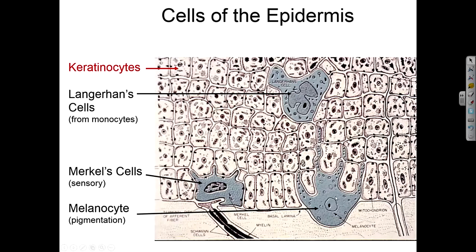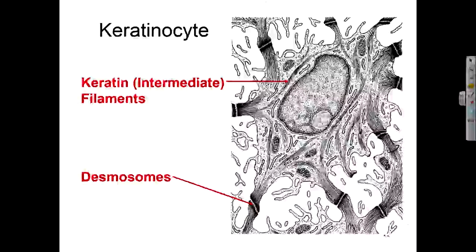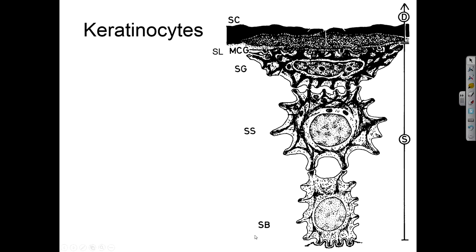So first, let's talk about keratinocytes, which are all the different layers of the epidermis. Keratinocytes contain an abundance of keratin fibers. Remember keratin fibers, intermediate filaments? That's why they're called keratinocytes. They've got a lot of keratin fibers in them, and they're connected to each other by desmosomes. And all of these keratinocytes are layered in the epidermis.